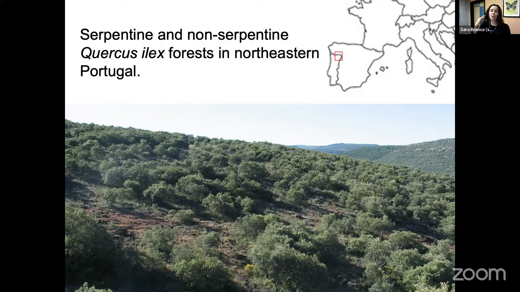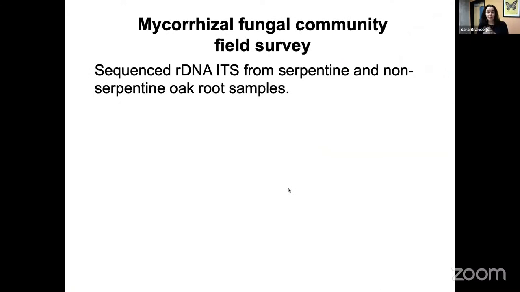And so what I set out to do was first to describe the mycorrhizal fungal community, so just do a field survey, who lives there, and compare serpentine and non-serpentine sites to have a sense of if the communities have more or less diversity on a specific soil type, and if they're different assemblages or not. And so basically I just used molecular techniques, and I sequenced the ITS from serpentine and non-serpentine oak root samples.